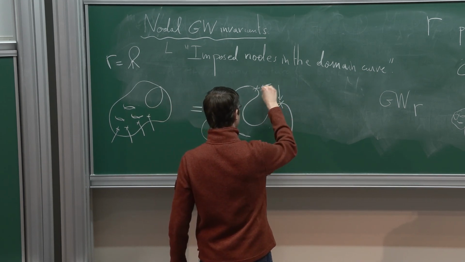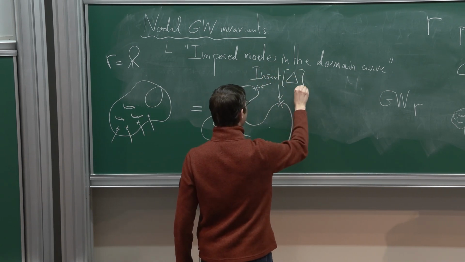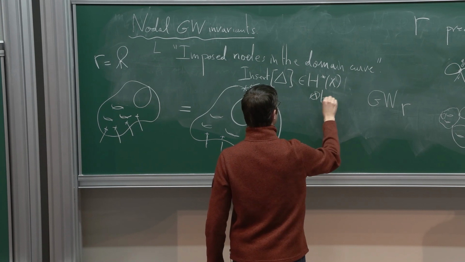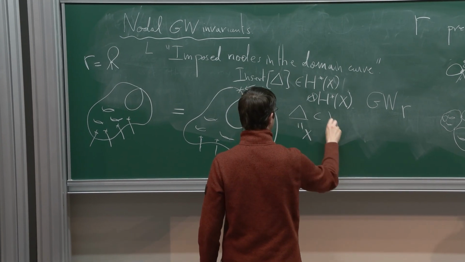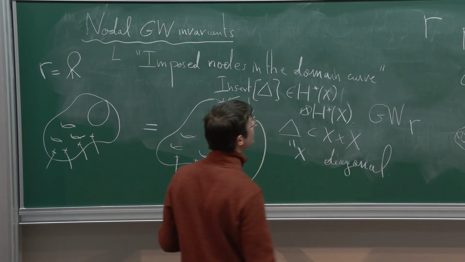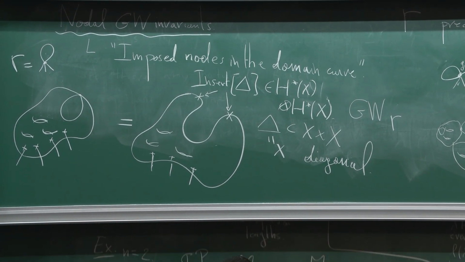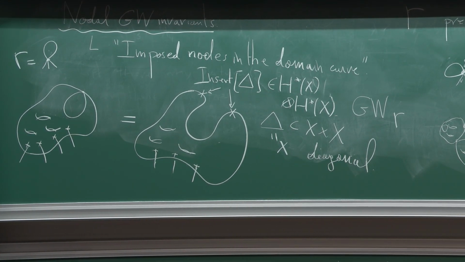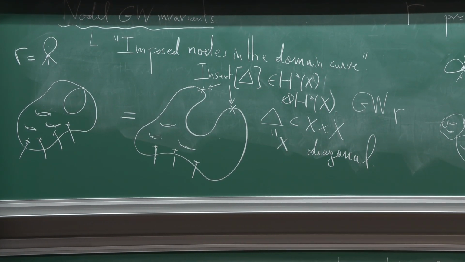And so imposing that means that at this point you should insert the class of the diagonal in the cohomology of X tensor cohomology of X, where delta is like X inside X times X, the diagonal. In general, there's some issue with this, right? When you have loop chains of genus 0 curves, does this go away here? Yeah, that's right. So the statement of the splitting axiom or splitting property of Gromov-Witten theory is that this statement is true for Gromov-Witten classes.